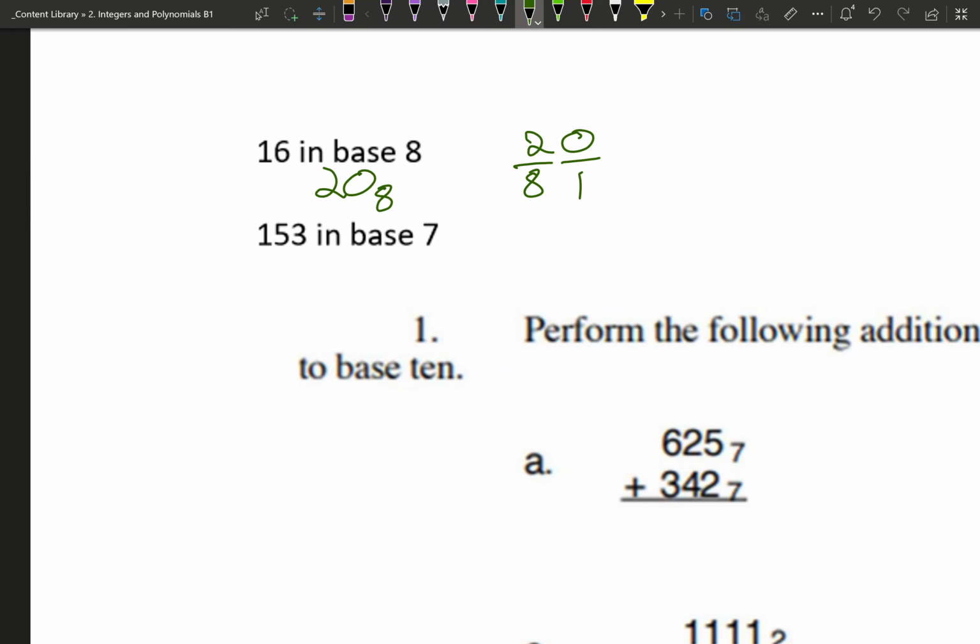Then 153 in base 7. So we have our ones, our sevens, our 49's place. So 49 times 3 is 147. So we have a remainder of 6. So we have three 49s, 0 7s, and 6 1s, because 6 divided by 7 is 0 with a remainder of 6. So we have 3, 0, 6 in base 7.